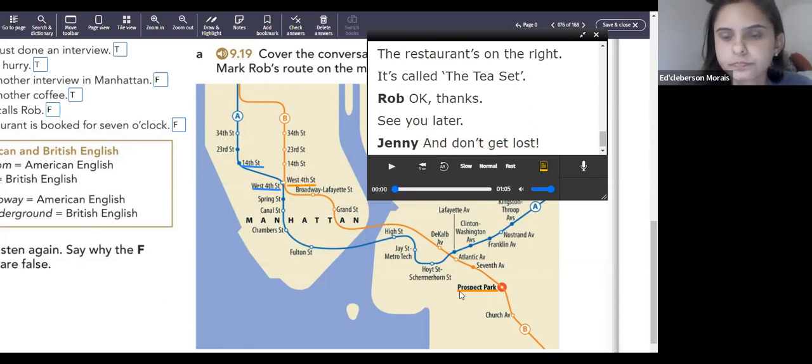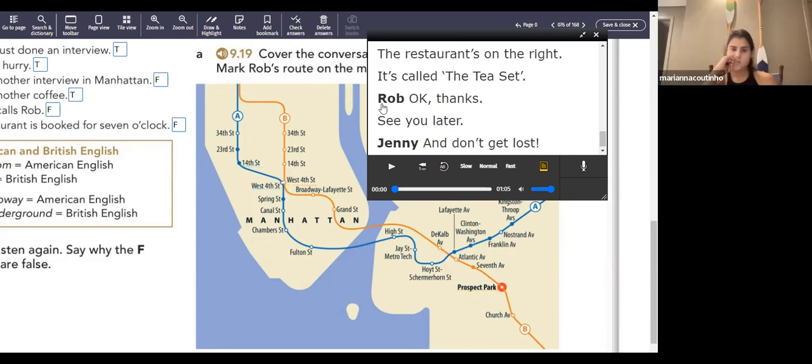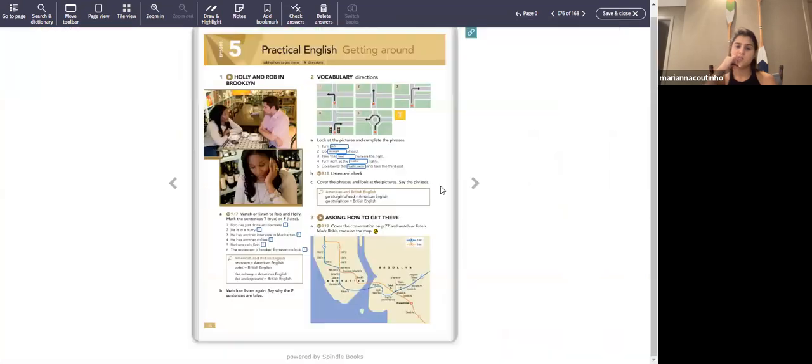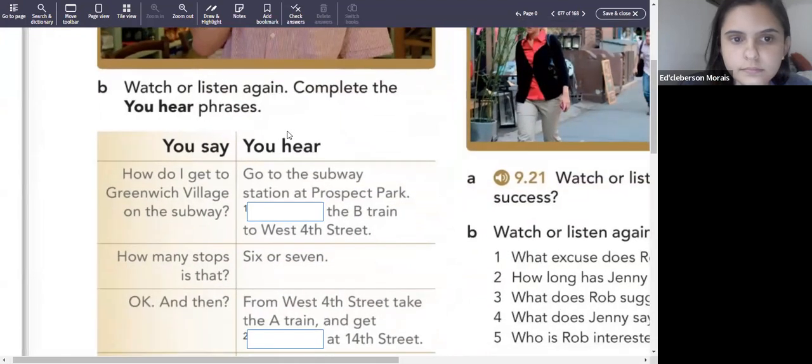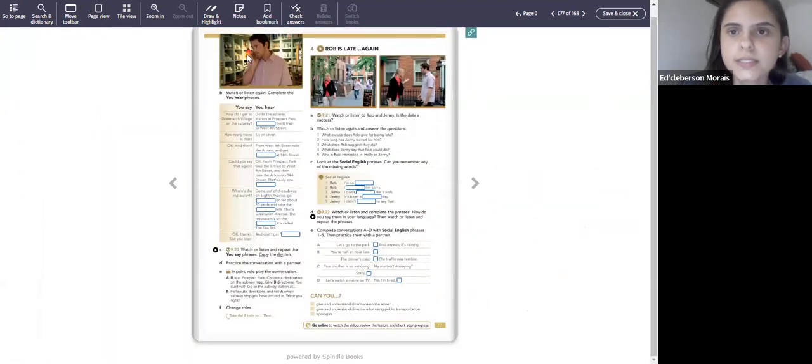Okay, Mari. So he is here in Prospect Park. He gets the B train onto West 4th, and then he takes the A train onto 14th Street. Okay? Okay. Very good. So please complete the you say and you hear phrases. Wait a second.